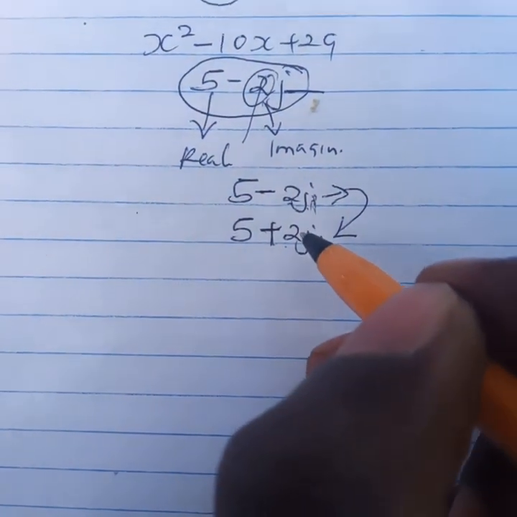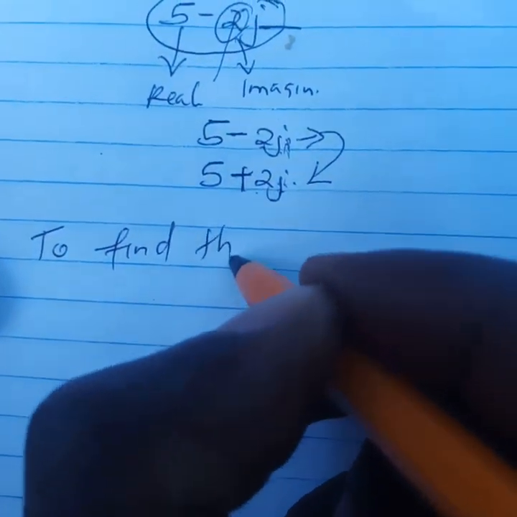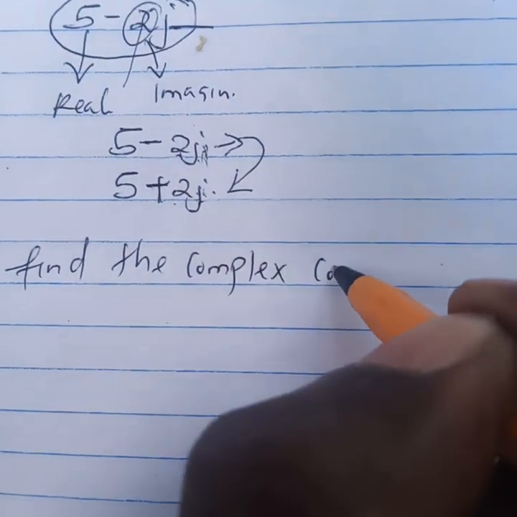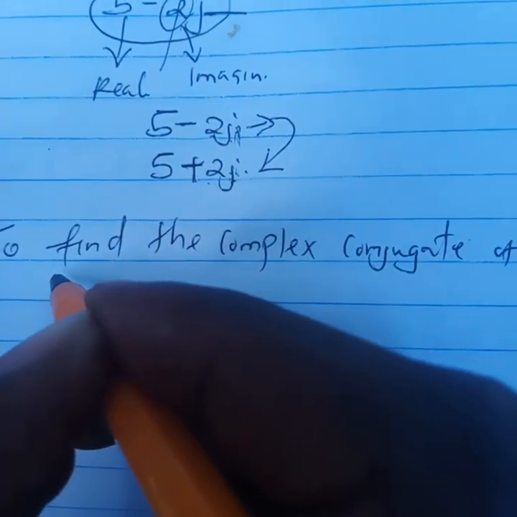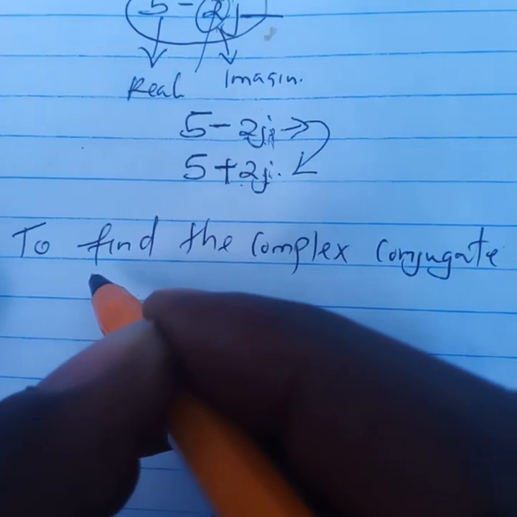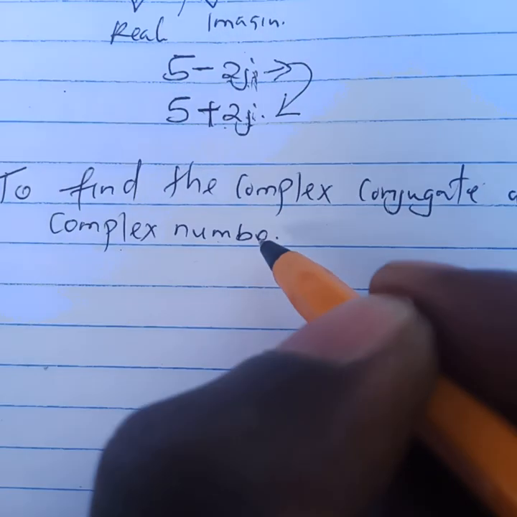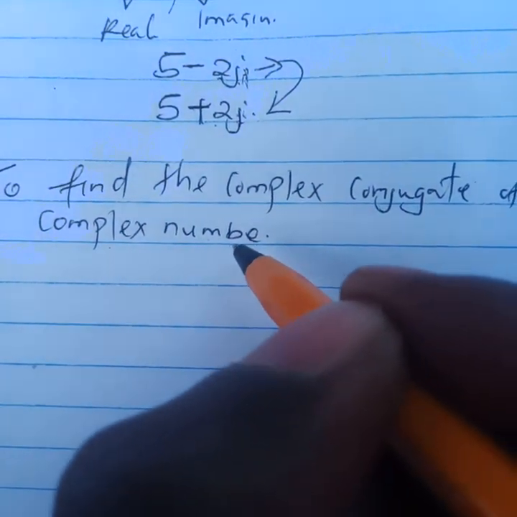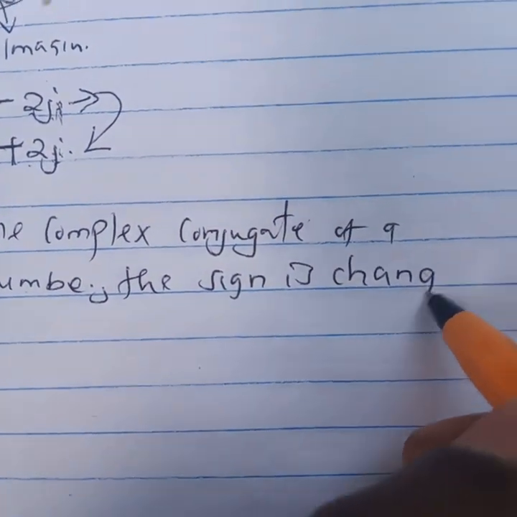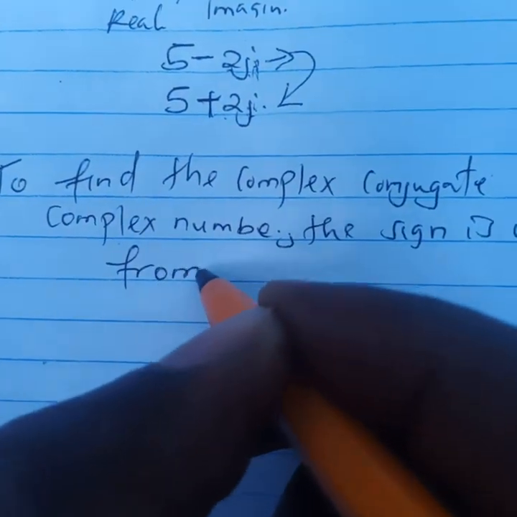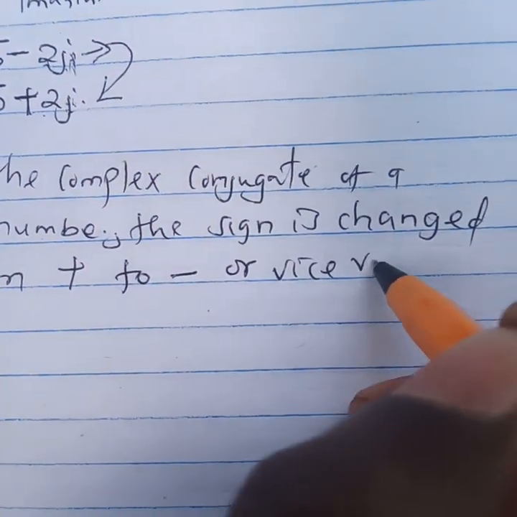So these two numbers are conjugate of each other. In general, to find the complex conjugate of a complex number, the sign of the imaginary part is changed from positive to negative or vice versa.